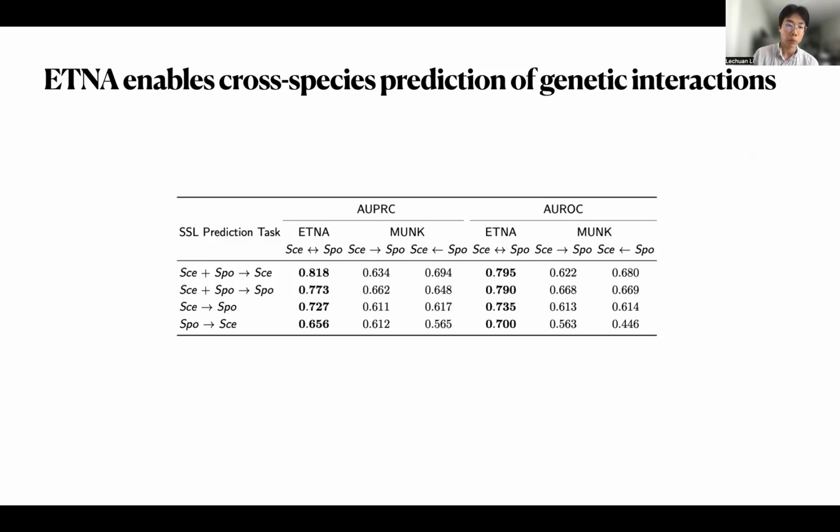And this shows that using only protein-protein interaction information, and an embedding created using only the protein-protein interaction information and also orthology information, it can be used to predict more complicated genetic relationships.